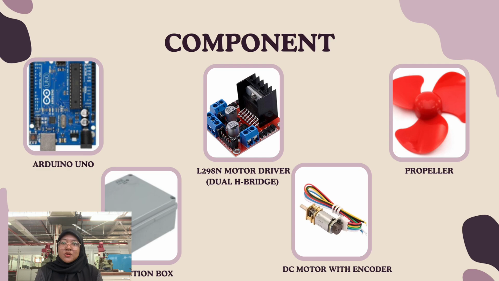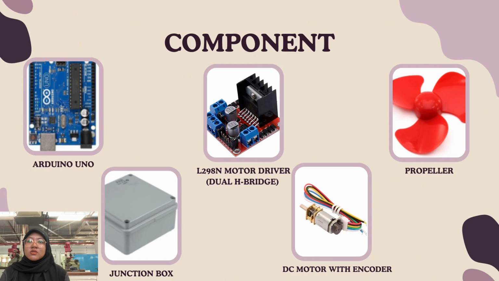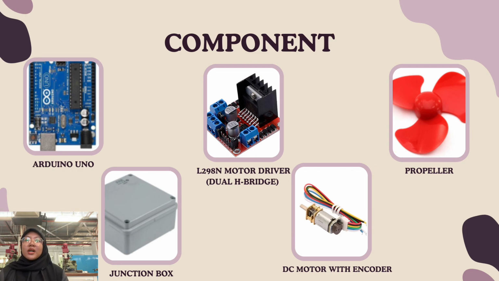First is Arduino Uno, the brain that controls our project. Next is the junction box, to protect and organize wiring neatly to make the project safe and tidy. Next, the L298 dual H-bridge motor driver acts like a bridge between Arduino and motor, allowing a small signal to control bigger motor power. The DC motor with encoder converts electrical energy into mechanical rotation, while the propeller creates thrust by pushing air when rotated by the motor, allowing movement.